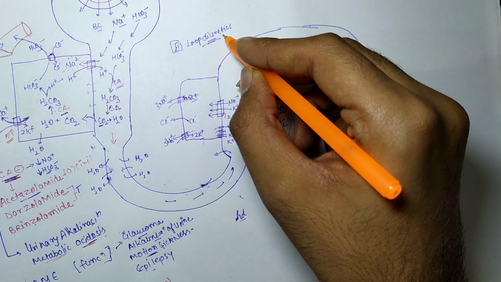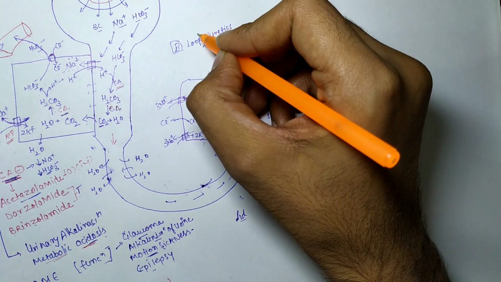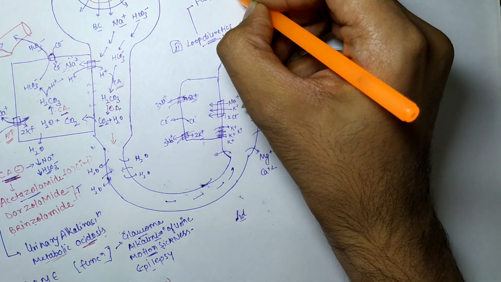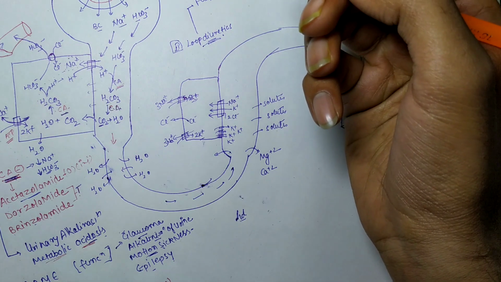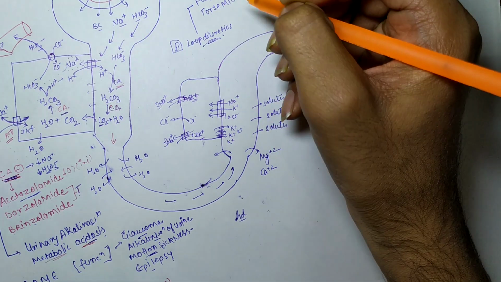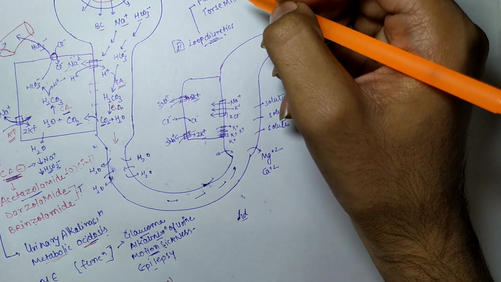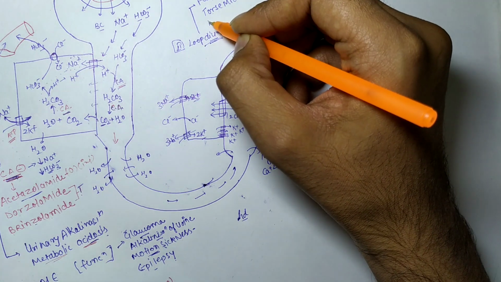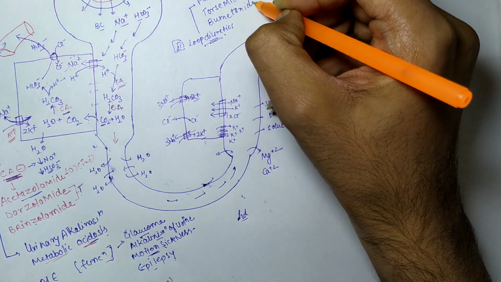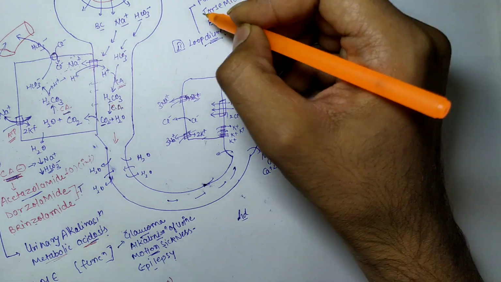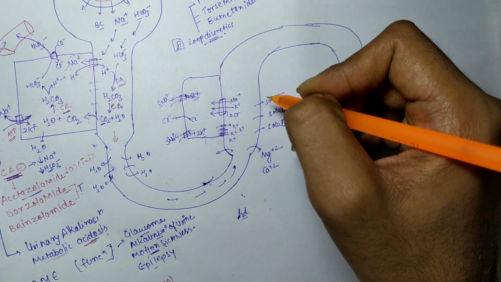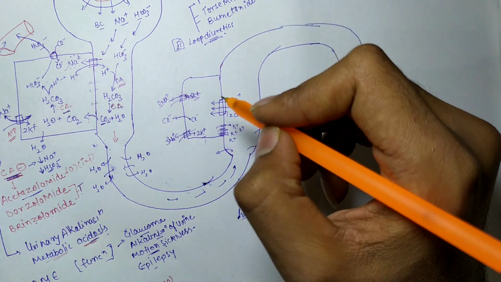Let's come to the examples of this group of drugs. I will write here furosemide. Furosemide is one of the most common examples of this group of drugs. Next example will come: torsemide. Furosemide, torsemide, and the next example? Bumetanide. So furosemide, torsemide and bumetanide are the examples of loop diuretics that will inhibit the sodium, potassium and 2 chloride co-transporter in the ascending limb of loop of Henle.